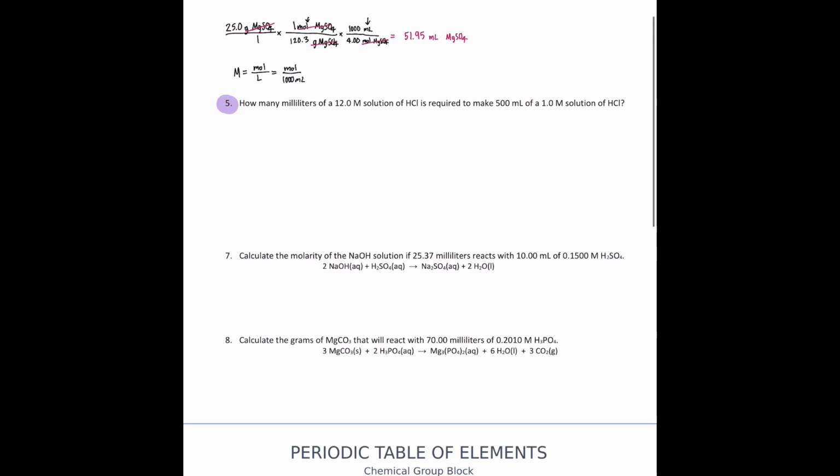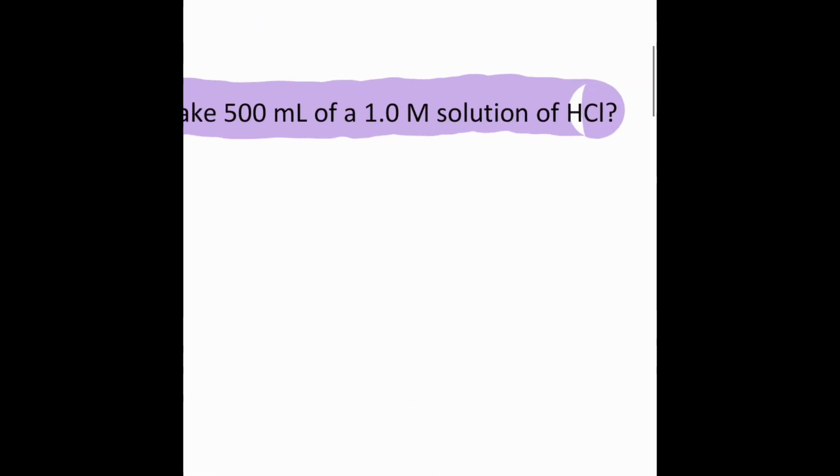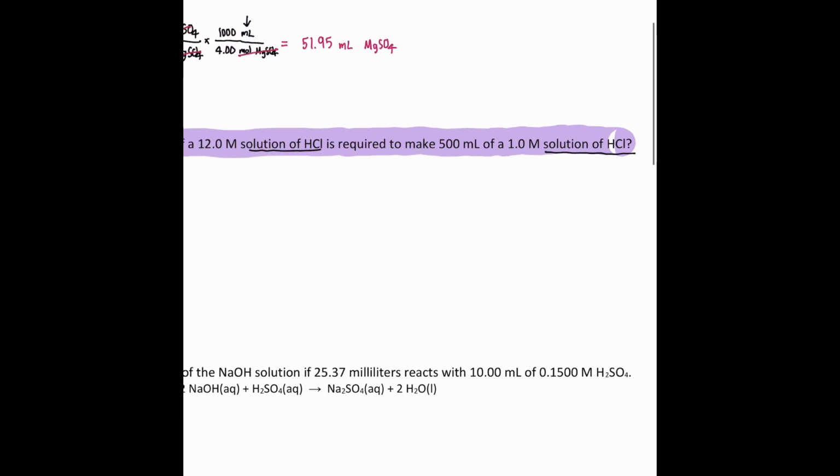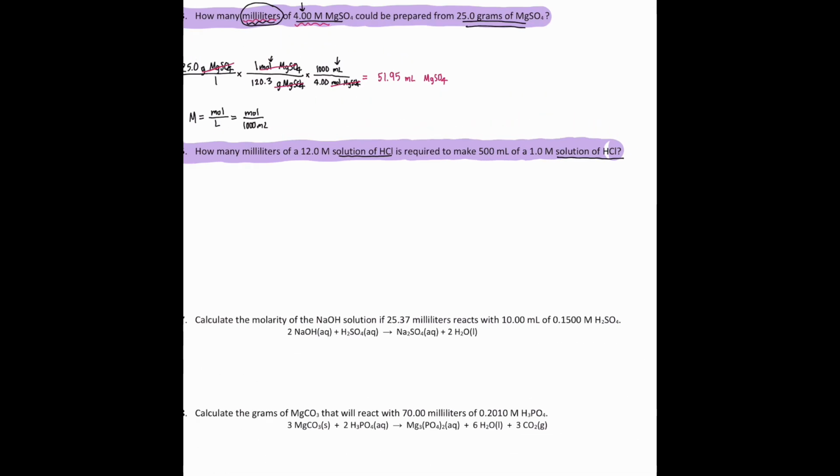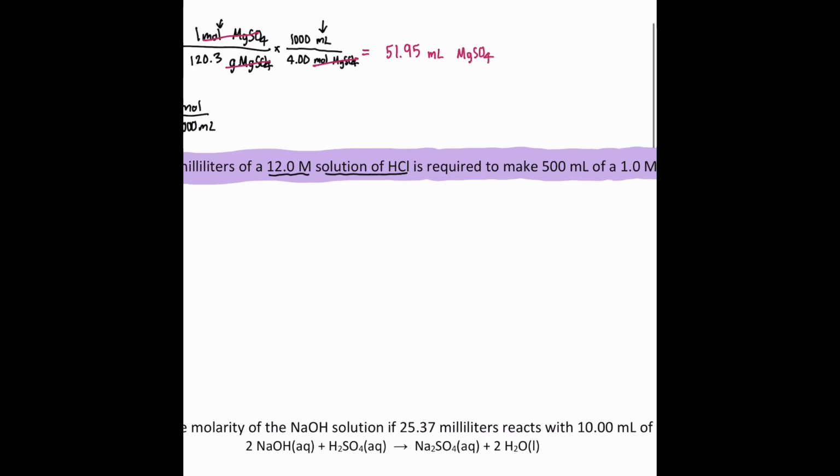It asks us how many milliliters of a 12 molar solution of hydrochloric acid is required to make 500 milliliters of 1 molar solution of hydrochloric acid. Now we know this is going to be a dilution one because both solutions are hydrochloric acid. Essentially we're adding some amount of solution or water, some sort of solvent, to dilute a very concentrated solution, for instance 12 molar, to a more diluted concentration of 1 molar.